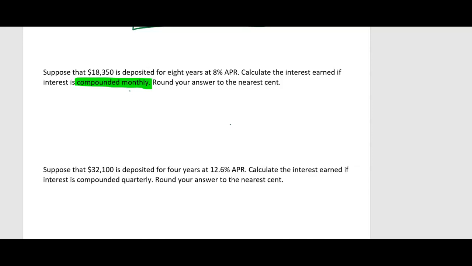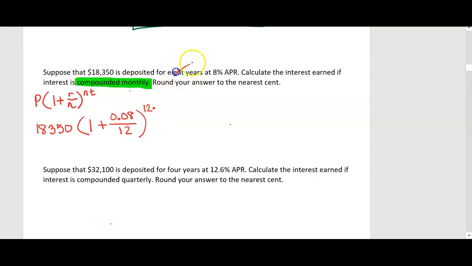This time it didn't ask me what my future value was. It just asked me what my interest was. But the only formula I have is to find the future value. So again, we're going to use that formula, and we'll fill that in. So our principal, we have 18,350. 1 plus. Our rate is 8%, so as a decimal, that's 0.08. Our intervals are being compounded monthly, so there are 12 months in a year. Again, we have 12 months in a year, and we are doing this for 8 years.